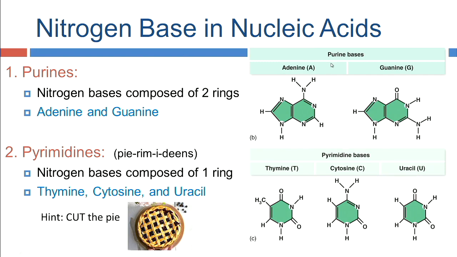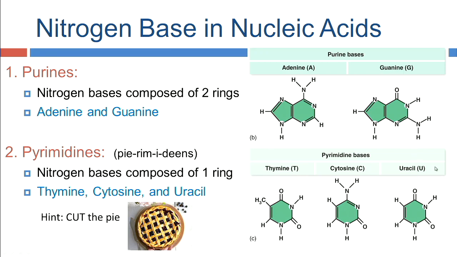Okay, they can be a purine type of base, which means they have a 2-ring structure. Okay, that's adenine or guanine. Or they could be a pyrimidine. And I tried to put a little pie so you can remember how you say this. Pi, because it's going to help you. It's just 1 ring, like a pie. Okay, the specific bases are thymine, cytosine, and uracil.